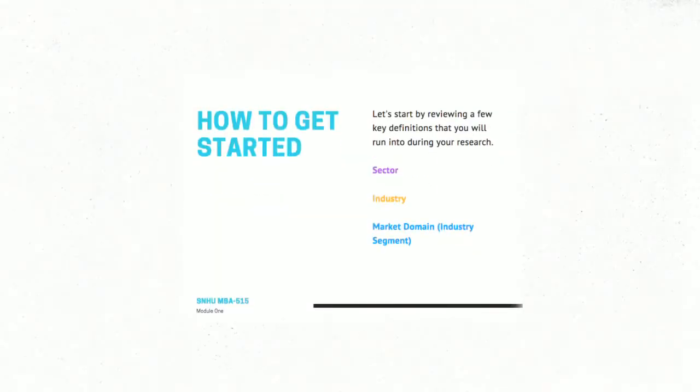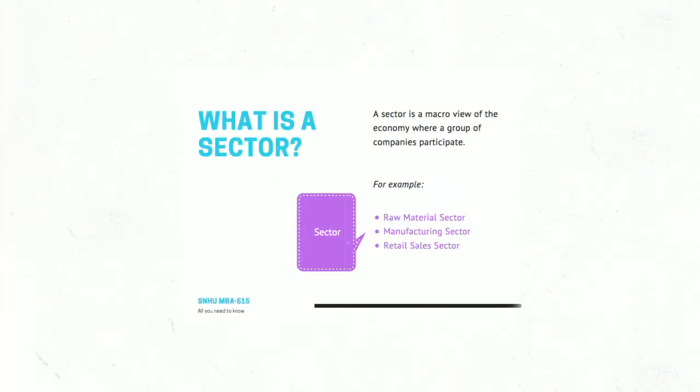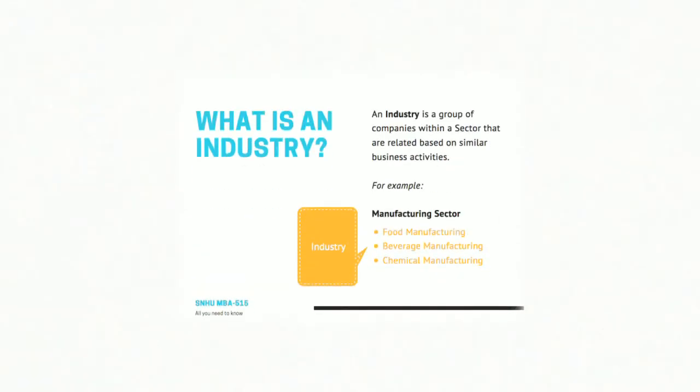Let's start by reviewing a few key definitions that you'll run into during your research. Sector, industry, and market domain, sometimes called industry segment. A sector is a macro view of the economy where a group of companies participate. For example, raw material sector, manufacturing sector, and retail sales sector. An industry is a group of companies within a sector that are related based on similar business activities.